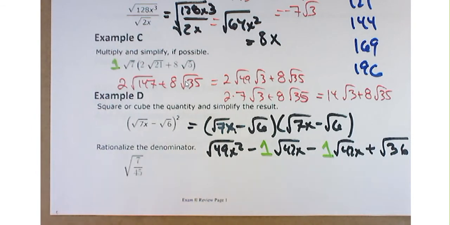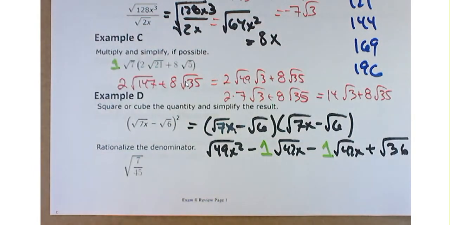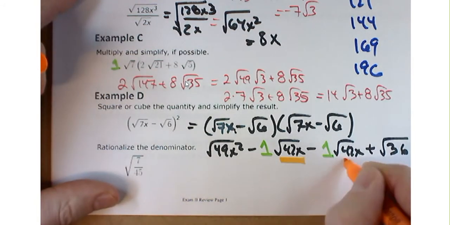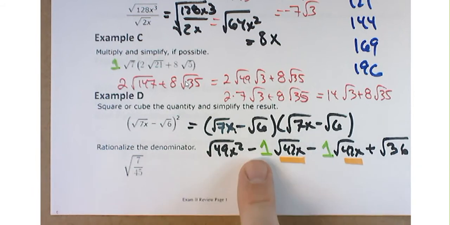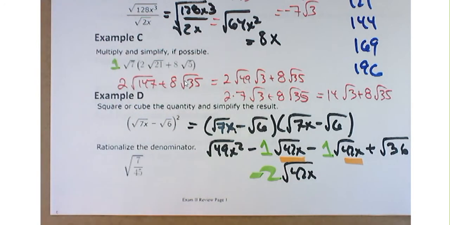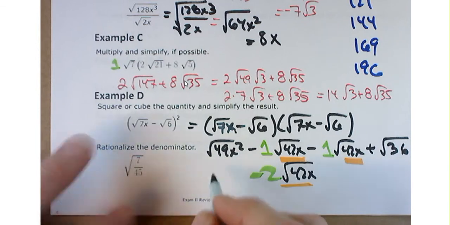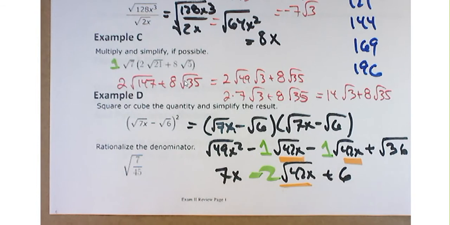And the reason I'm pointing that out is because in the next step, we're going to get a lot of simplification with this, because these are like terms. Here and here, I have the square root of 42x. How many of them do I have? I have negative 1 plus another negative 1. I end up with negative 2 square root of 42x. And then how about this one? Square root of 49x squared, that's 7x. Square root of 36 is plus 6. Done.